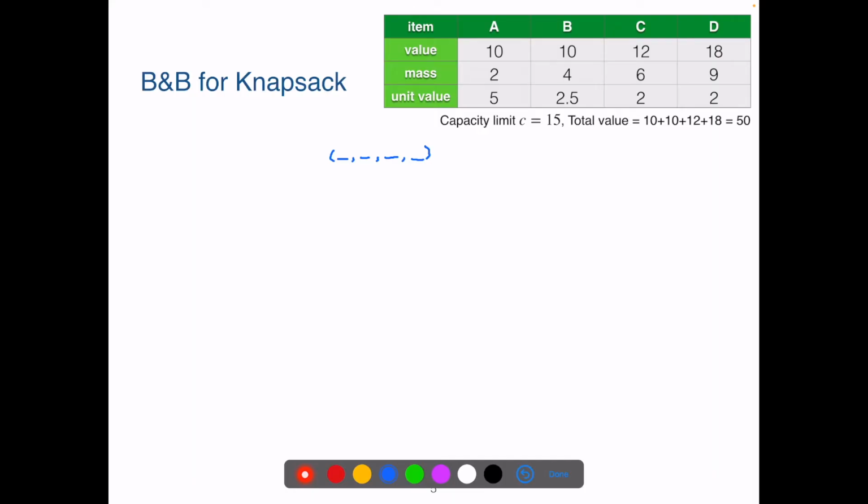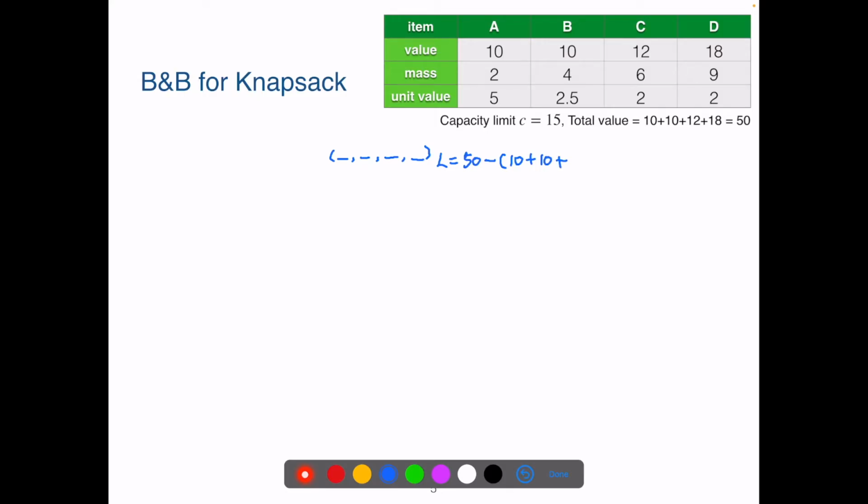What are the lower and upper bounds? Recall that we need to minimize the total value margin. So the lower bound is 50, that's the total possible value, minus... Remember how the greedy algorithm worked for the fractional knapsack problem? We take as much of A as possible. A has a total mass of 2, so we can have entire A. And then we can have entire B, that'll give us a value of 10.